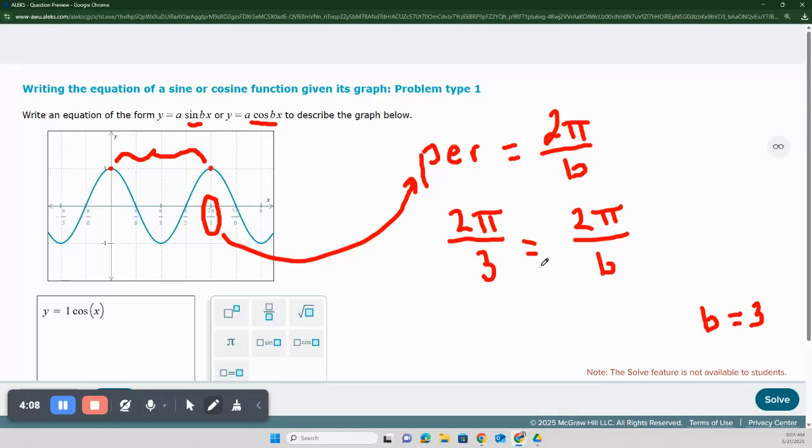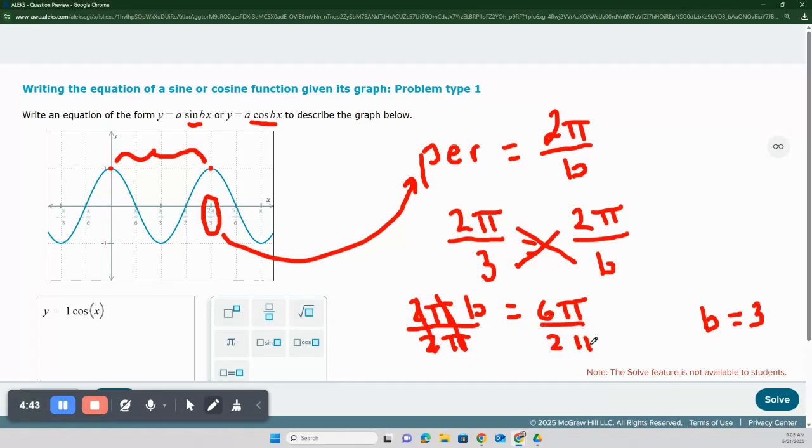Okay, but not all of them are that way where you can see it like that. So what you can do here is, if you have a fraction equal to a fraction, you can cross multiply, right? So I've got 2 pi times b, which is 2 pi b, equals 3 times 2 pi, which is 6 pi. And remember, I'm trying to get b, right? So I've got to get rid of this 2 pi. So I'm going to divide by 2 pi, since everything's multiplied, so the opposite operation is divide. And here we can see the pi's cancel out, and 6 divided by 2 is 3.